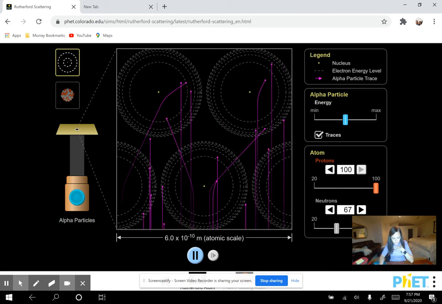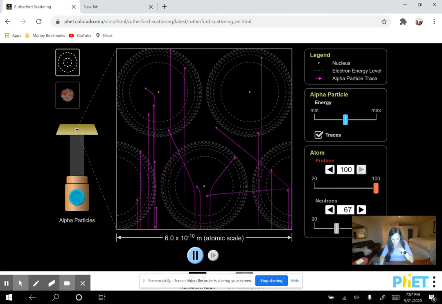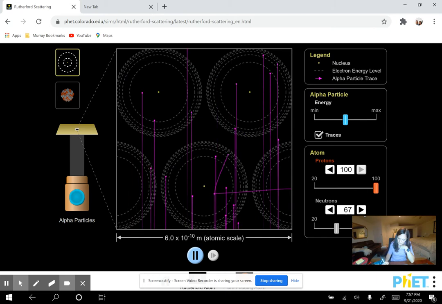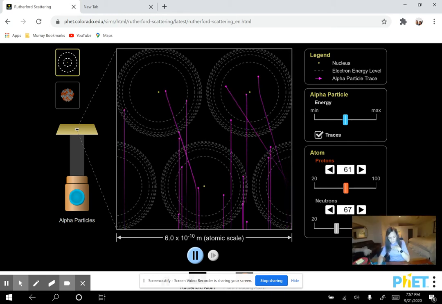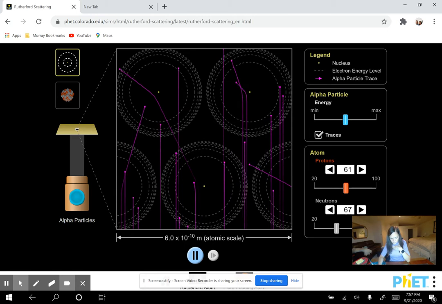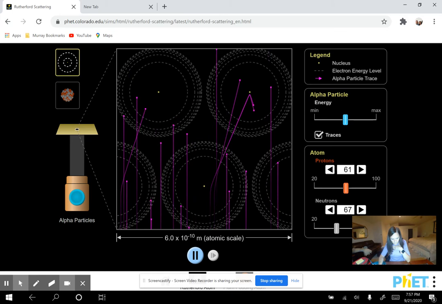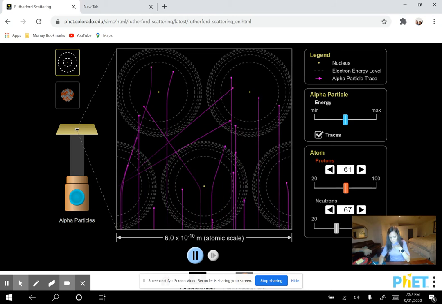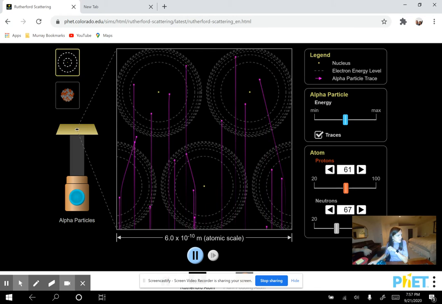Let's look at this pattern for a minute. Does it change? Let's take our protons down to about 60 and see if it changed that pattern at all. Do you notice if it's changed? If it has changed, why do you think it's changed?